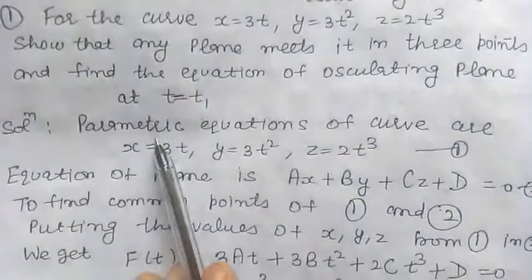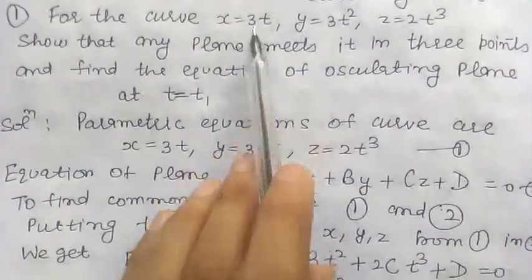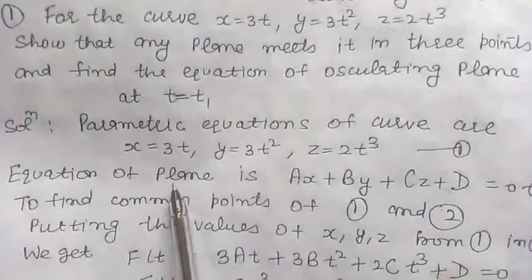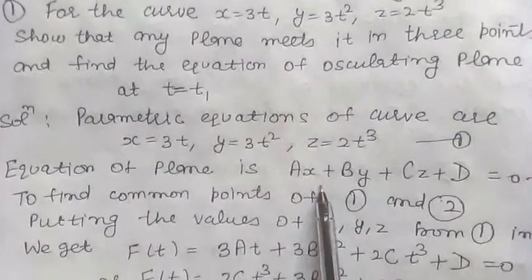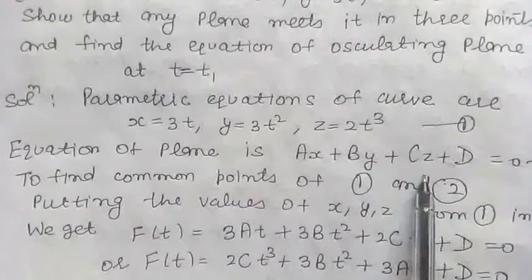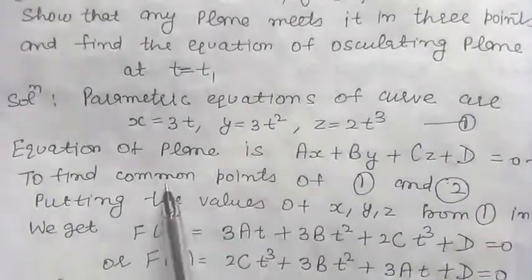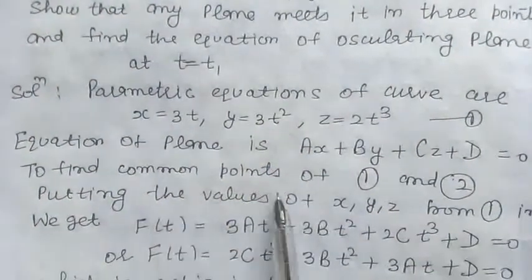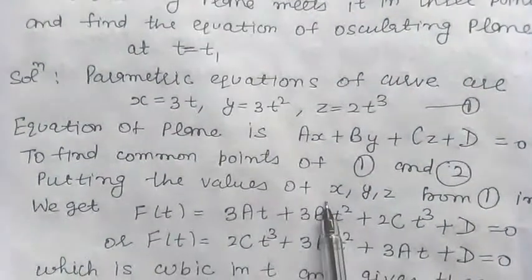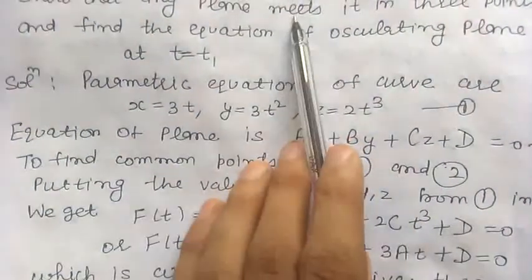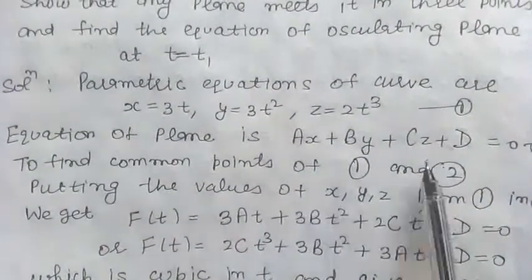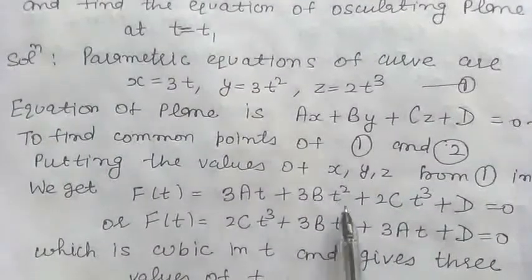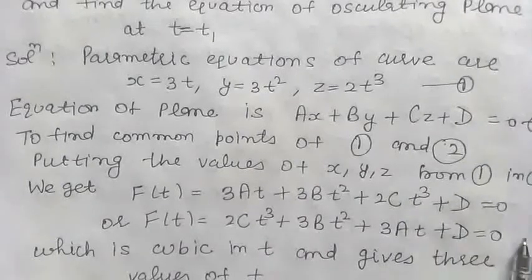So now the parametric equations of the curve are given: x is equal to 3t, y is equal to 3t square, z is equal to 2t cube. And generally the equation of the plane in Cartesian coordinates is given by ax plus by plus cz plus d is equal to 0. So firstly we will find the common points of the given space curve and this plane. To find the common points, let us put the values of x, y, z from the given equation in the plane. So substituting the values here, the value of x is 3t, the value of y is 3t square, the value of z is 2t cube, plus d is equal to 0.